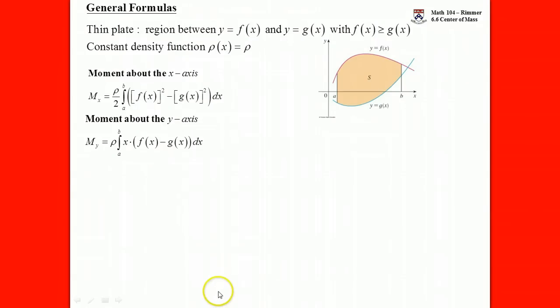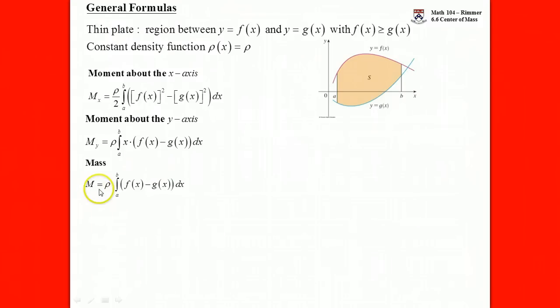And the setup is still the same though. If I want to find x bar, I use M sub y divided by total mass. If I want to find y bar, I use M sub x and divide by total mass. The way I get the total mass is just by integrating, basically finding the area of the region essentially. Mass is density times volume, and the thickness part of volume is negligible. It looks strange, but it says that mass is density times area, essentially.